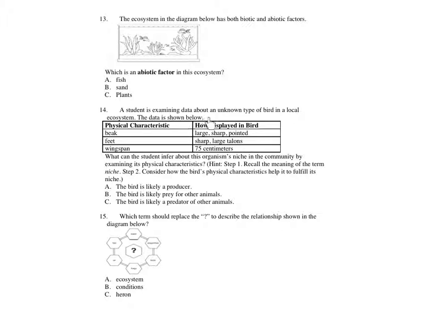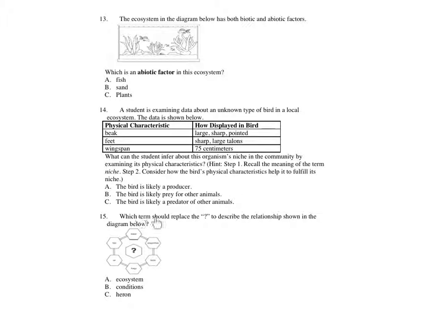Number 14. A student is examining data about an unknown type of bird in a local ecosystem. The data is shown below. What can the student infer about this organism's niche in the community by examining its physical characteristics? Hint, step 1, recall the meaning of the term niche. Step 2, consider how the bird's physical characteristics help to fulfill its niche. A, the bird is likely a producer. B, the bird is likely prey for other animals. C, the bird is likely a predator of other animals.